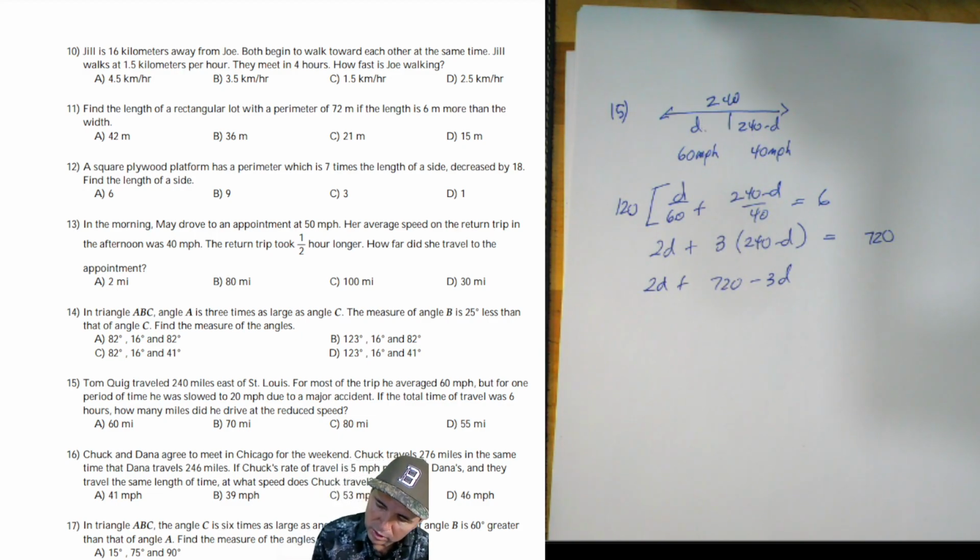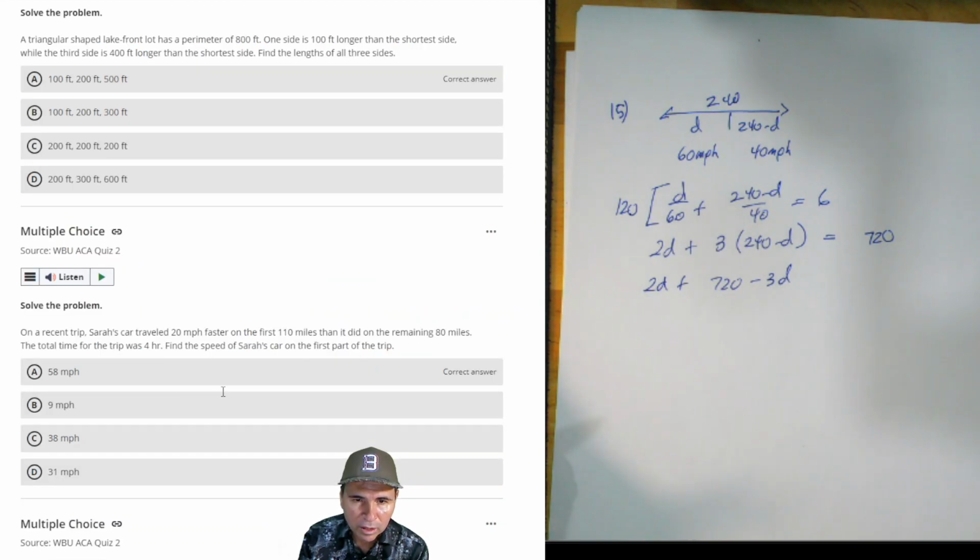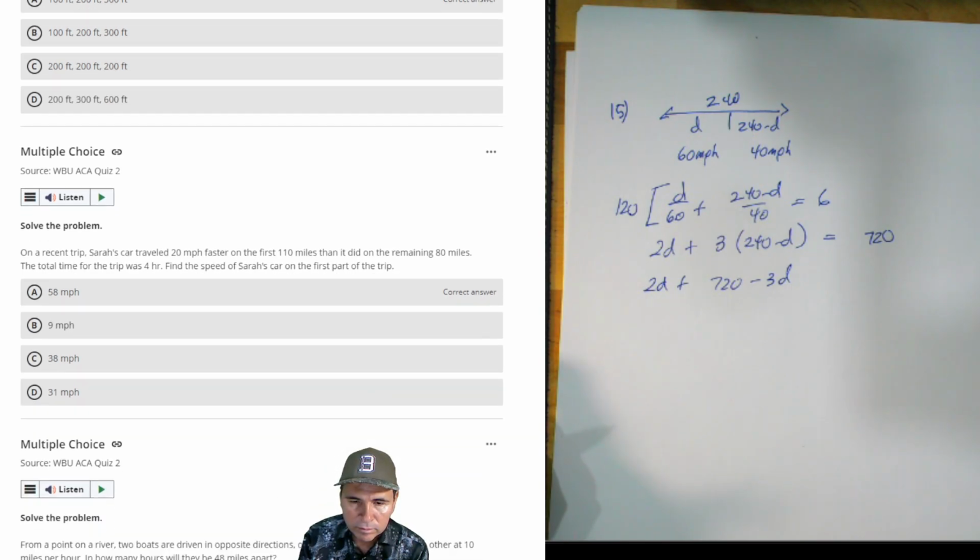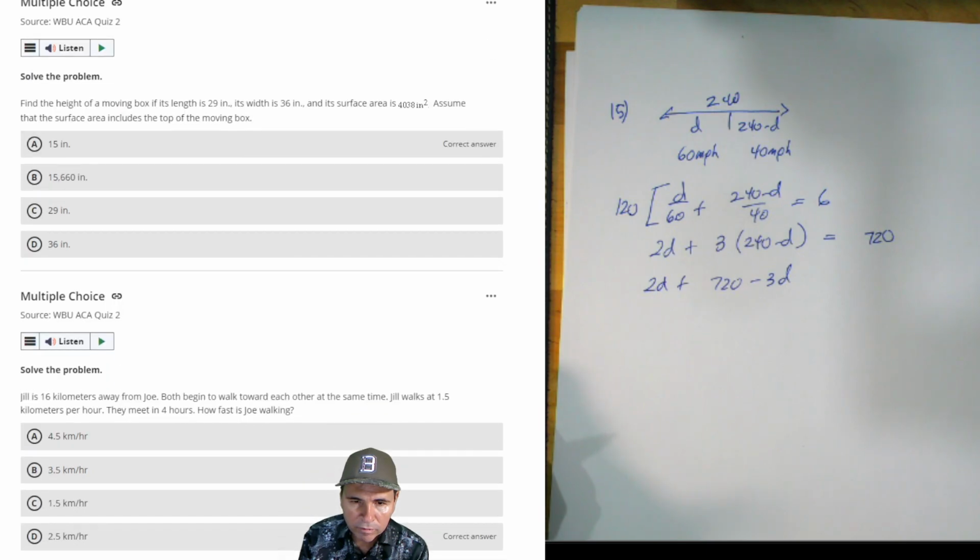Distance over 60, that's your time. 240 minus d is the distance left over, divided by 40. If you add the 2 times, you should get 6 hours. There's something fishy here. Let me check something real quick because it's not coming out for some reason. It's giving me a negative answer. So let me go check. Let's see if we can find it.